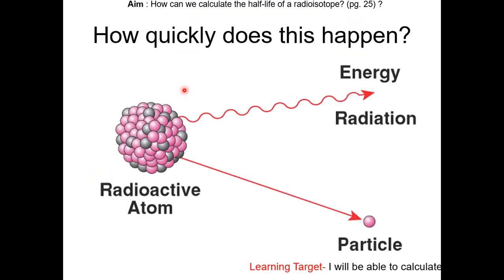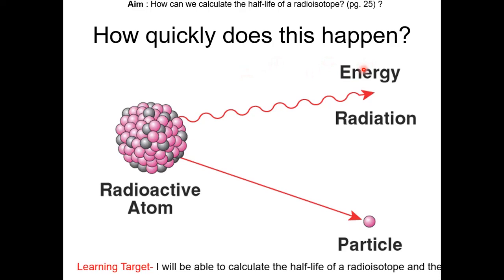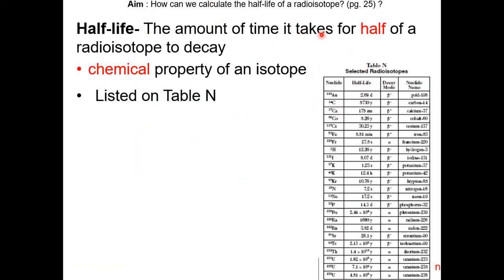In the previous PowerPoints, we have been talking about radioactive decay. In this lesson, we'll be talking about how quickly radioactive decay happens. Half-life is the amount of time it takes for half of a radioisotope to decay. It is a chemical property of an isotope. The half-life is listed on Table N for the radioisotopes.